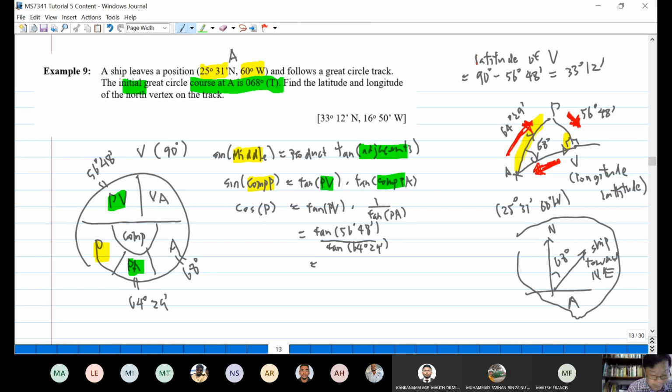Now, press the calculator. So this is tangent of 56 degrees 48 minutes divided by tangent of 64 degrees 29 minutes. Then what is this equal to?